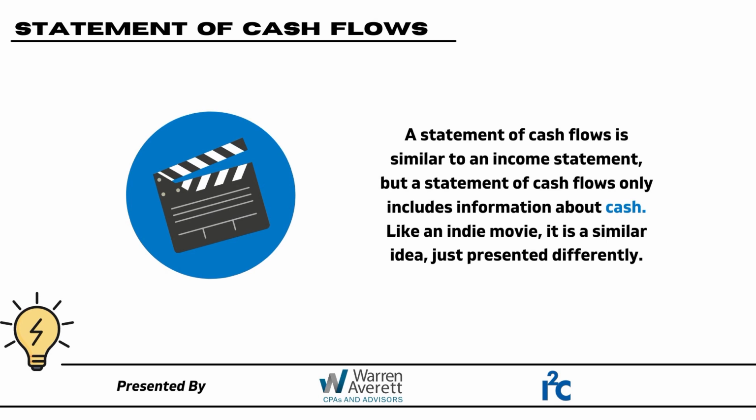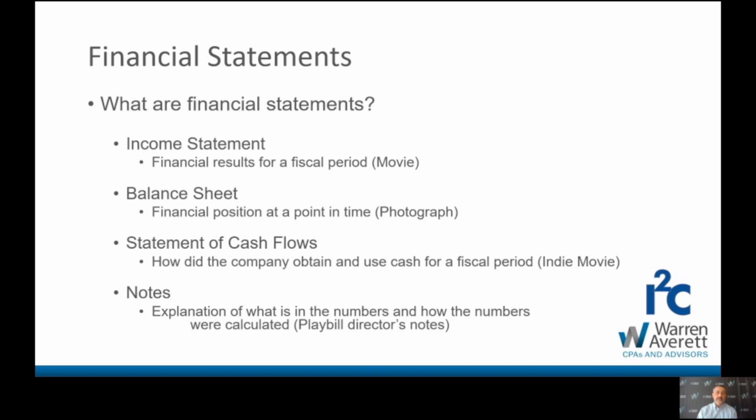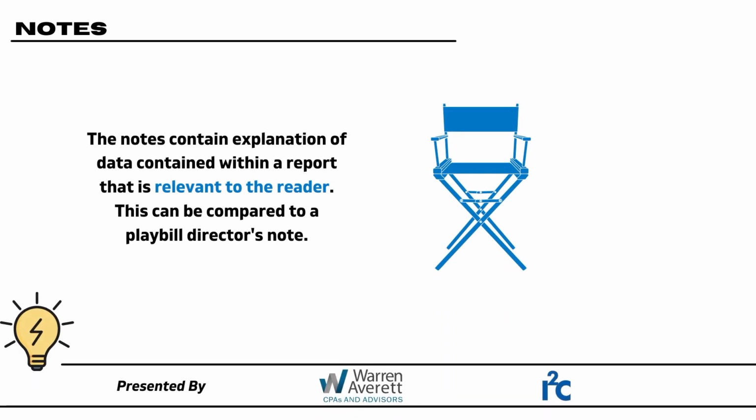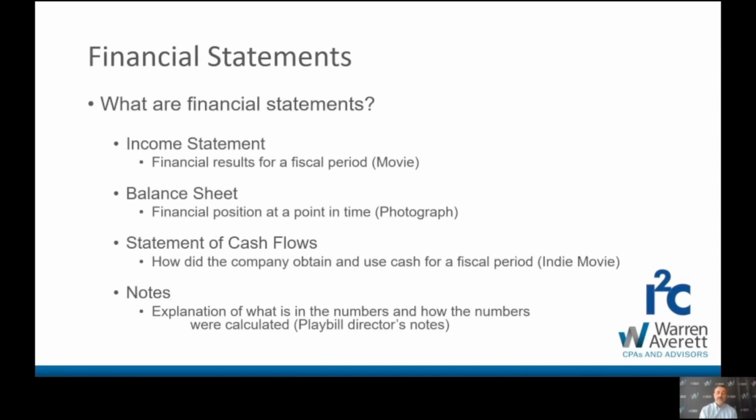Last are the notes to the financial statements. The notes to the financial statements simply explain many of the details that are pertinent and applicable to what a reader might want to know to gain a deeper understanding of the numbers in those first three statements that we discussed: the income statement, the balance sheet, and the statement of cash flows. So those are the four components of basic financial statements. The first two we're going to talk about in this video segment. The last two, the statement of cash flows and notes, we'll talk about in the next video.